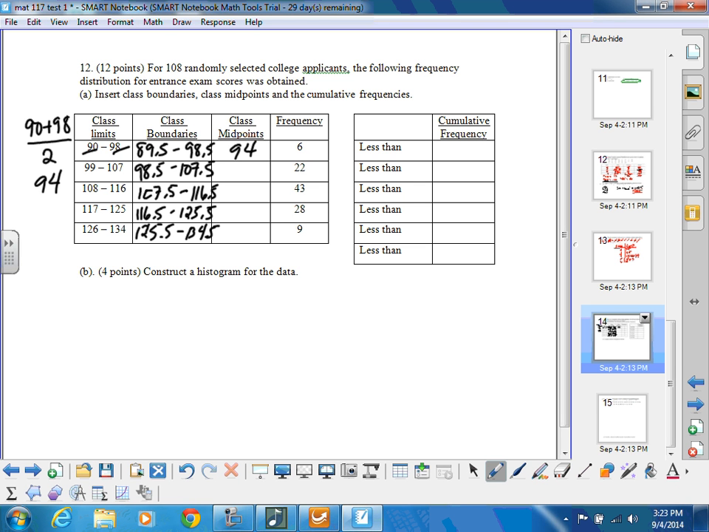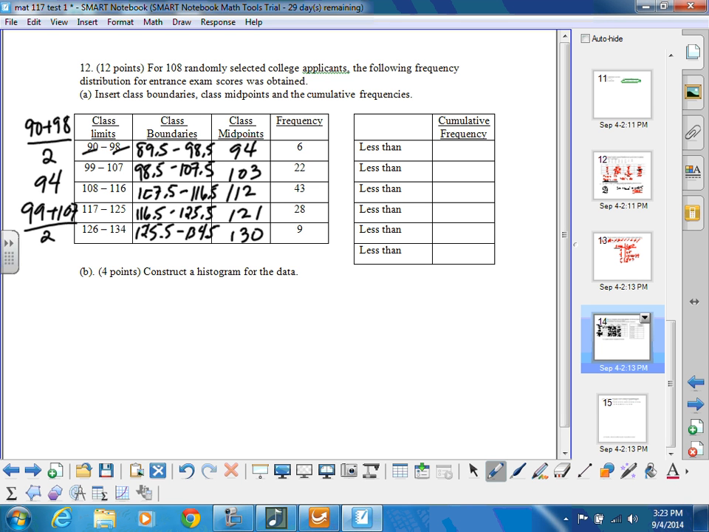So like I would do 99 plus 107, and I take that answer and I divide by 2, and I end up with 103. You could do that on your own and just check if yours match mine. The next ones would be 112, 121, and 130. Those are my class midpoints. So they're really not that bad. And then I have my frequency already completed.